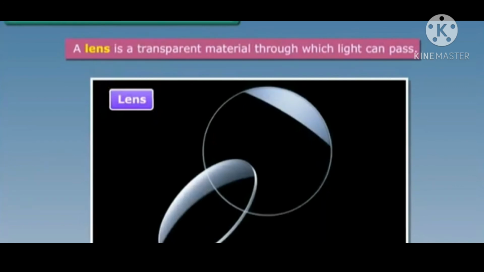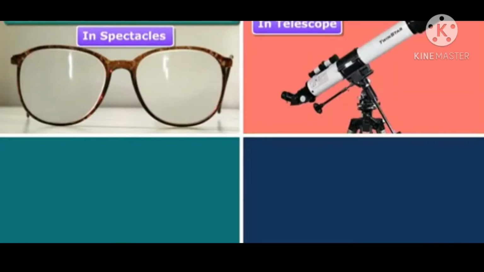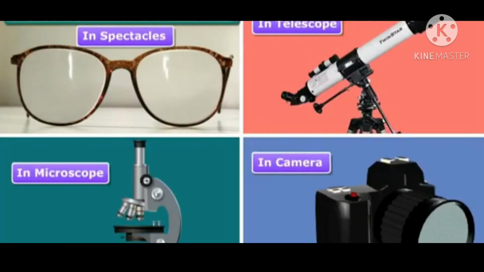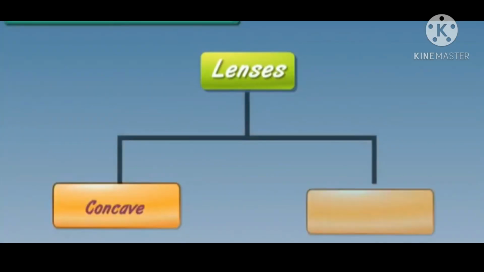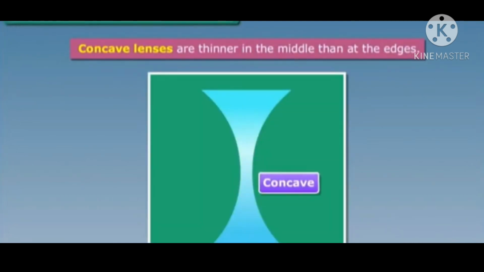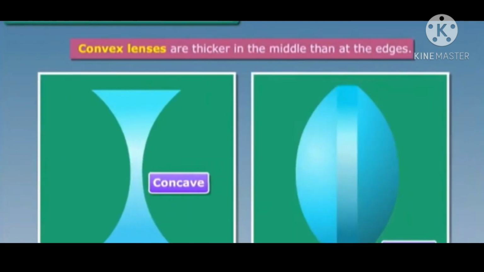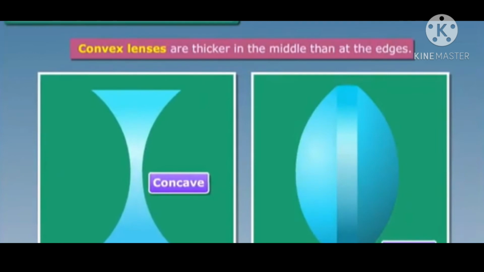Now the next topic is spherical lenses. A lens is a piece of any transparent material bound by two curved surfaces or by one curved and one plane surface. Lenses are of two main types. The very first is convex lens and the second one is concave lens. Convex lenses are also known as converging lenses and concave lenses are also known as diverging lenses.